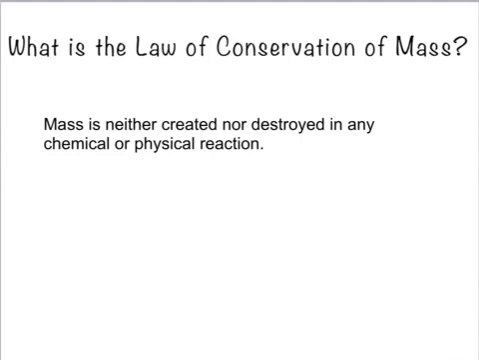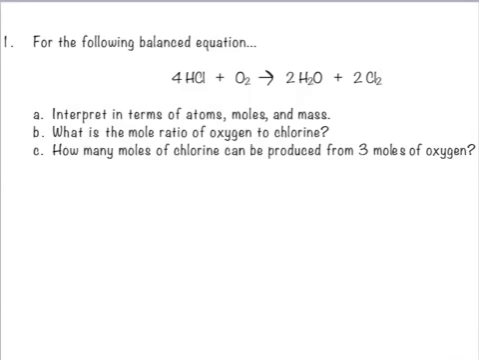The law of conservation of mass states mass is neither created nor destroyed in any chemical or physical reaction. It is in fact conserved. In the following balanced equation, we have hydrochloric acid and oxygen turning into water and chlorine gas. To interpret the number of atoms or moles, the coefficients represent the mole ratio of all the elements. For every 4 moles of hydrochloric acid, 1 mole of oxygen produces 2 moles of water and 2 moles of chlorine. You could also use that as individual atoms or molecules.